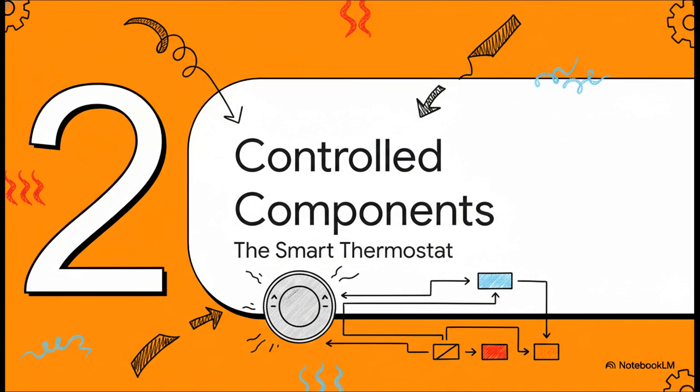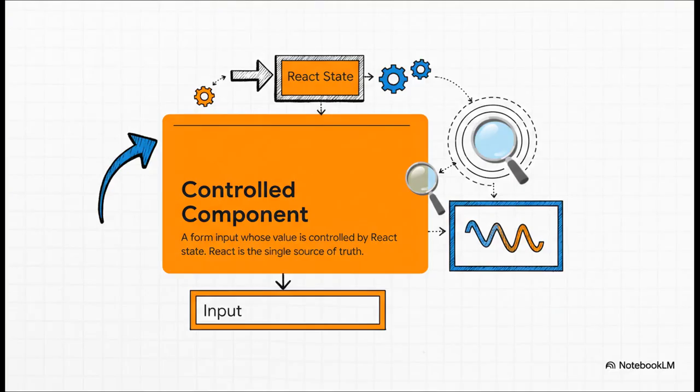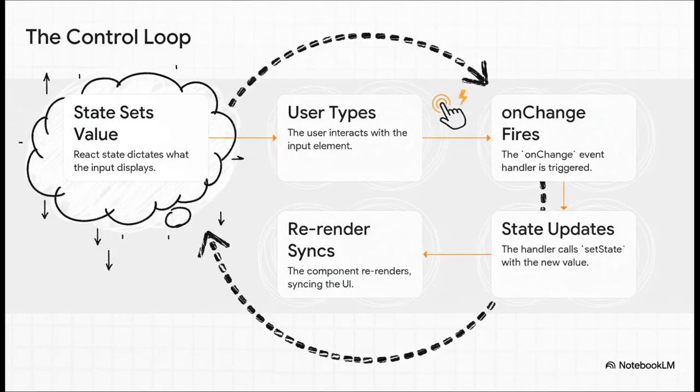First up, controlled components. Now, a great way to think about this approach is to imagine a smart thermostat. It's not just reporting the temperature, it's actively managing it, constantly making adjustments. It's all about precise, continuous control. So the crucial point here is that with a controlled component, React completely dictates what that input shows at all times. The input field itself has no say in the matter. It's basically just a mirror, reflecting exactly what React state tells it to be. React is the boss.